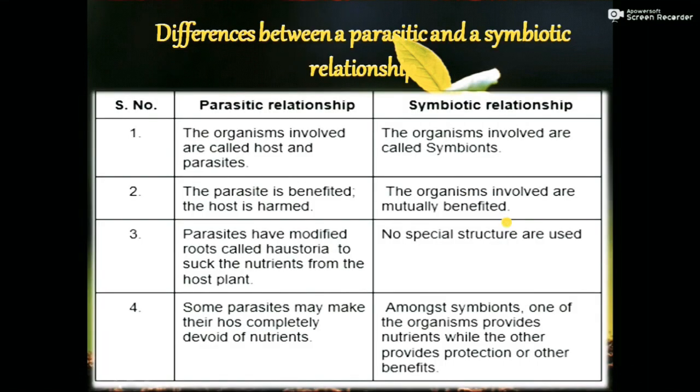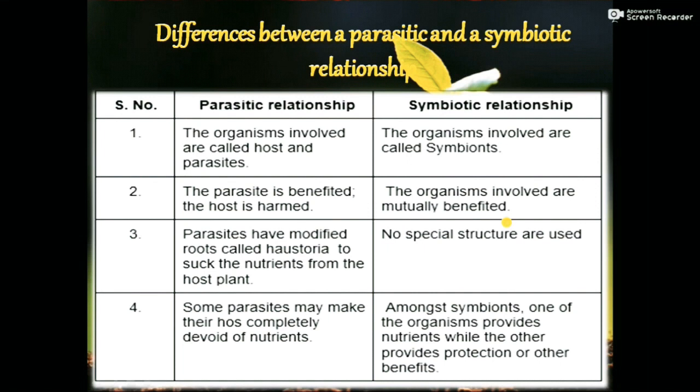Let's discuss the difference between parasitic and symbiotic relationships. In both types of relationship, two organisms are involved. In a parasitic relationship, the organisms are host and parasite. In a symbiotic relationship, the organisms are called symbionts. In the parasitic mode of nutrition, parasites are benefited and hosts are harmed. In a symbiotic relationship, both organisms benefit each other.